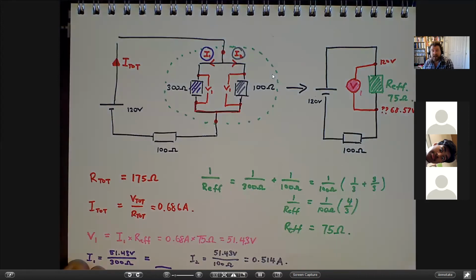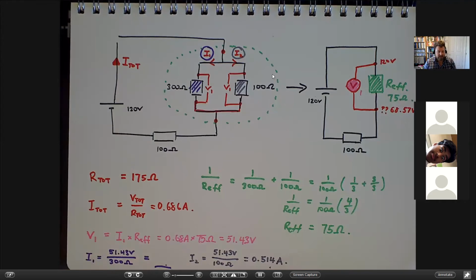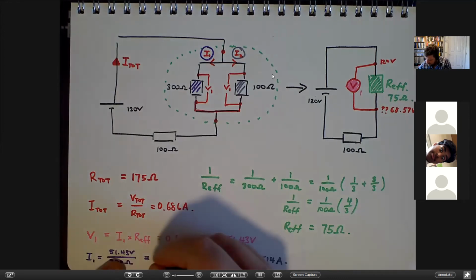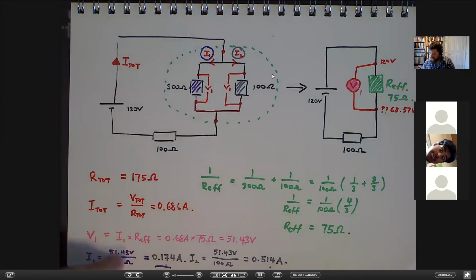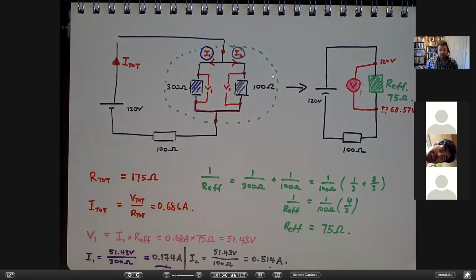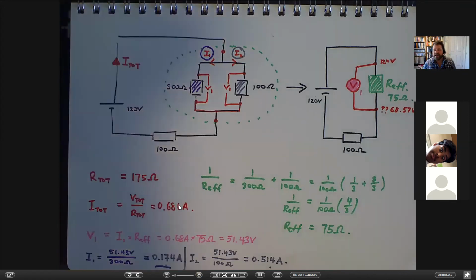And this one's going to be a third of that, but I can't do that in my head. So 51.43 divided by 300 is going to be 0.174 amps. Okay, and if we add these two up, 0.514 plus 0.174, we get 0.686, which is what we wanted. Yes, it's true that they don't exactly add up, but that's just because of rounding. If you took the full scientific calculator expressions, they add up.